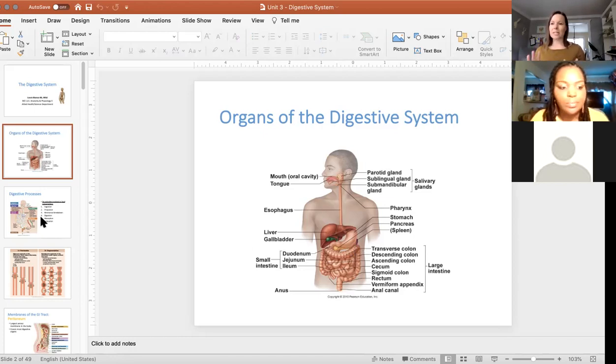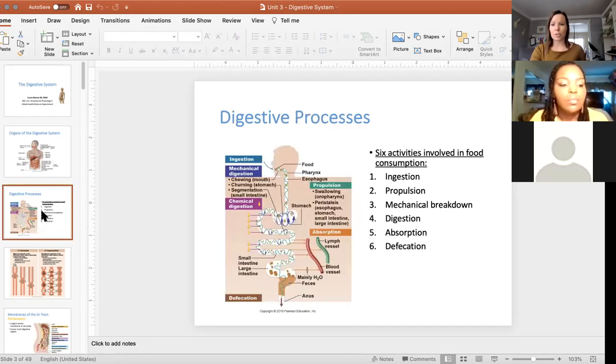All right, so that's the difference between the digestive tract and all of those other organs, which are called accessory organs or accessory structures. These are the activities that are involved with overall digestion.